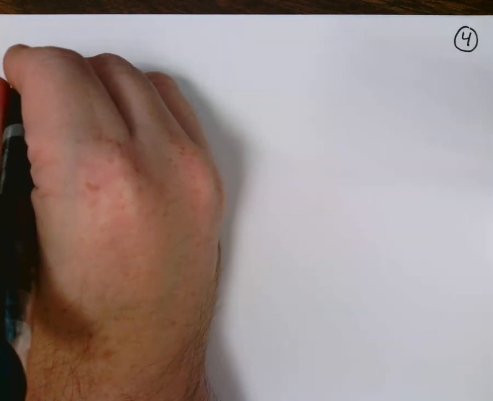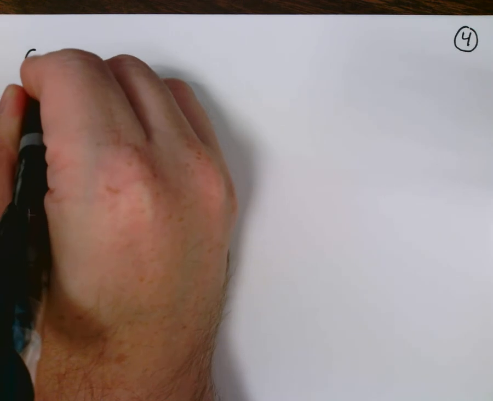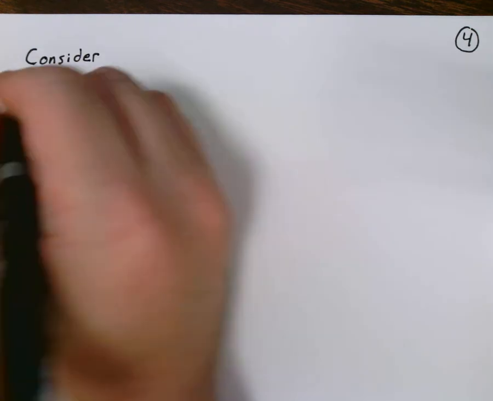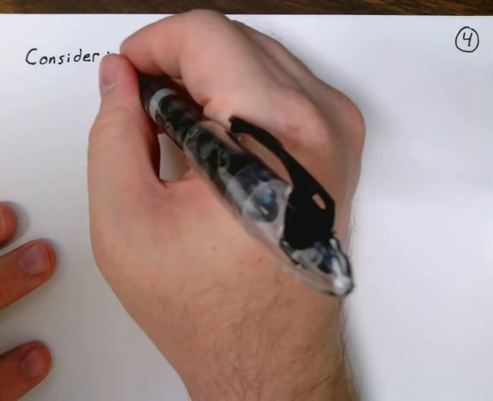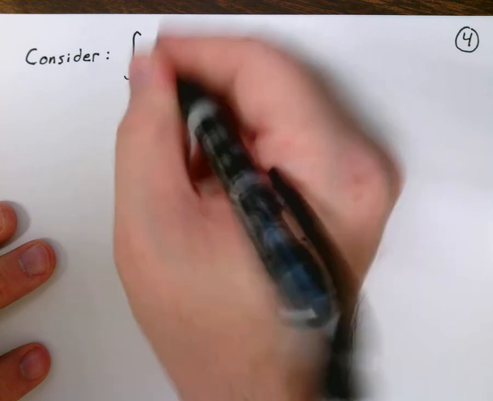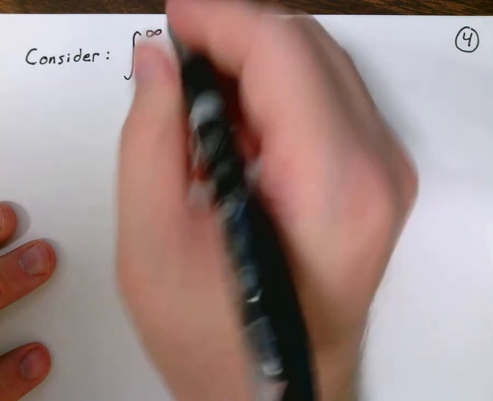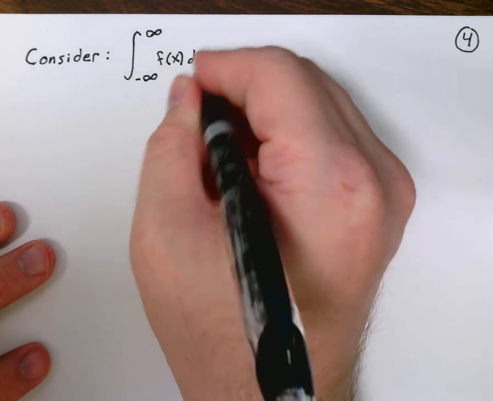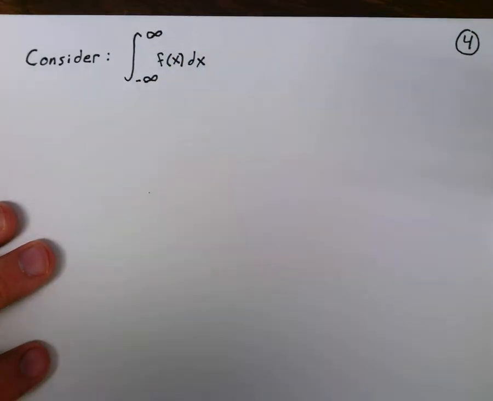Okay, so now let's consider this case. What do we do if I say let's go from negative infinity to infinity? So they're both infinity. Okay, how do you split this up? Well, believe it or not, it's not that different.